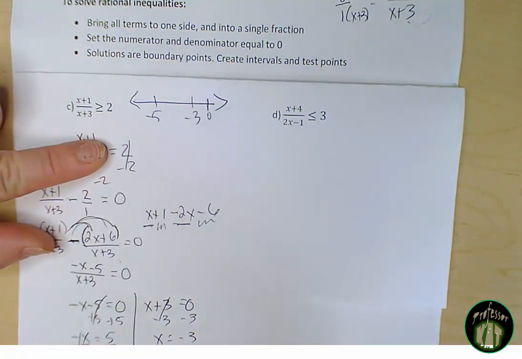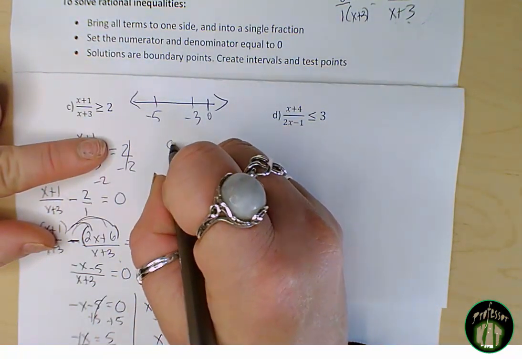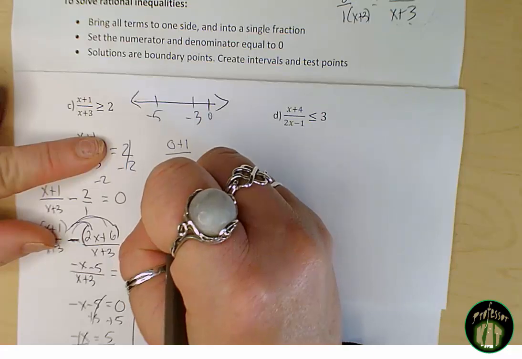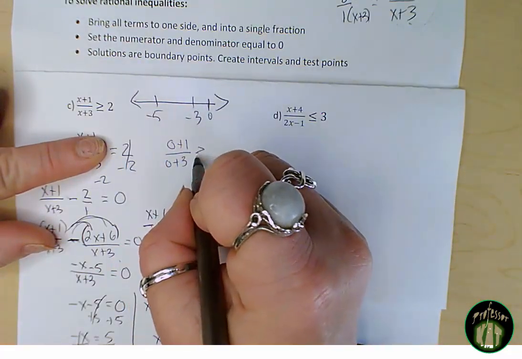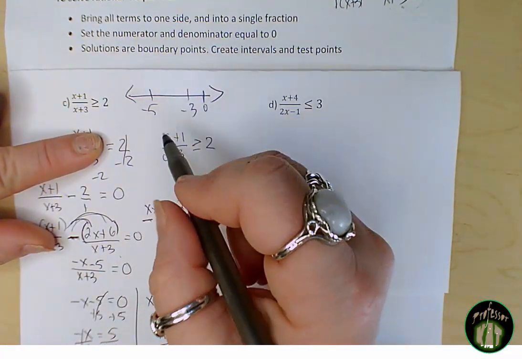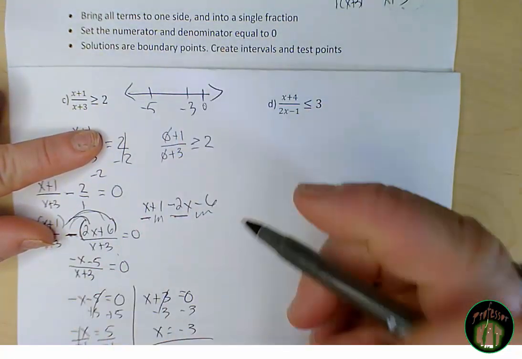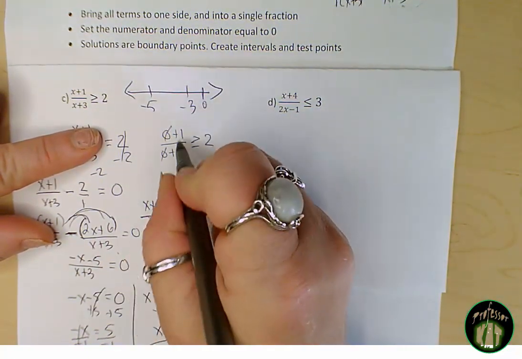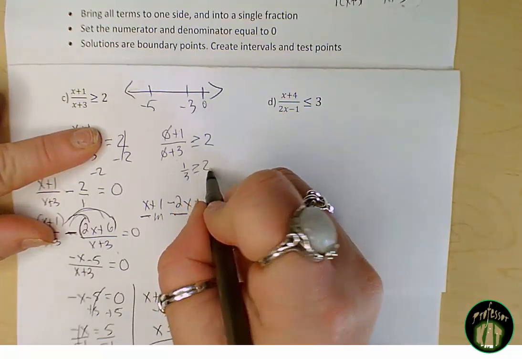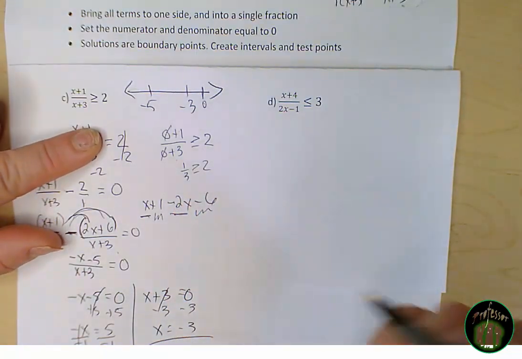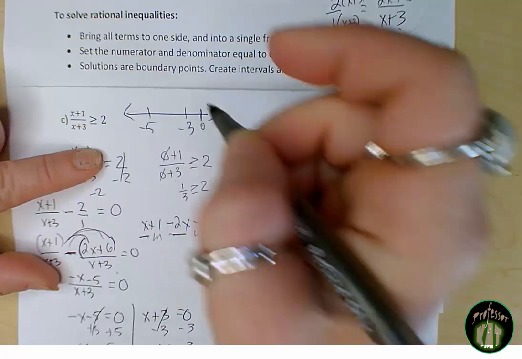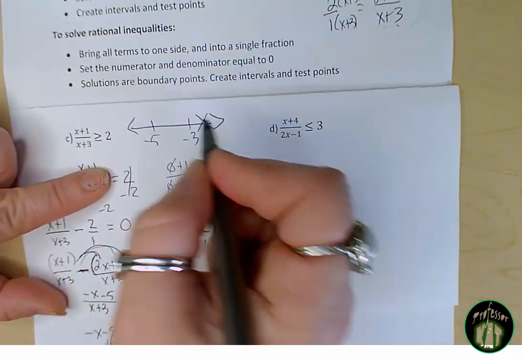So plug that in to your original problem, which would be 0 plus 1 over 0 plus 3. Is that greater than or equal to 2? Well, these zeros are insignificant here. That really leaves us with 1/3. Is 1/3 greater than a 2? Now, 1/3 is not greater than a 2, so that means this section did not work.